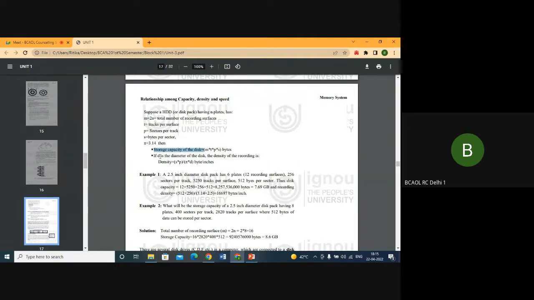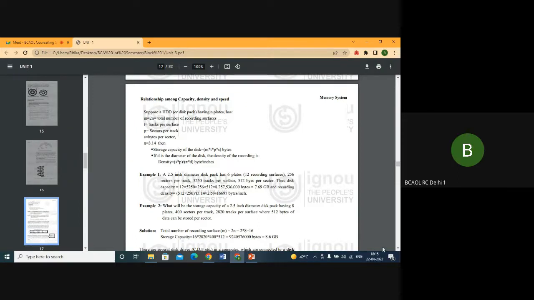D is the diameter, right? So this much bytes per inch density will be there. And the memory capacity is in bytes. Do you understand both the formulas? Can you explain as an example?